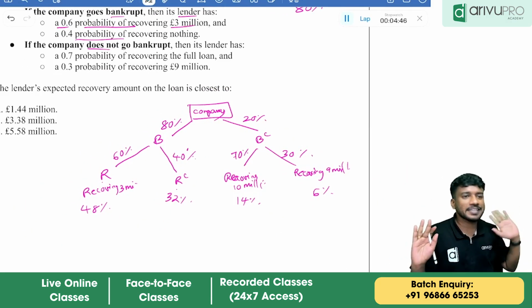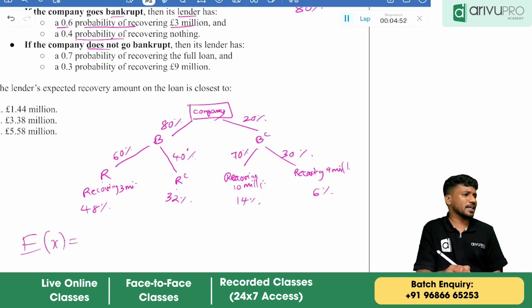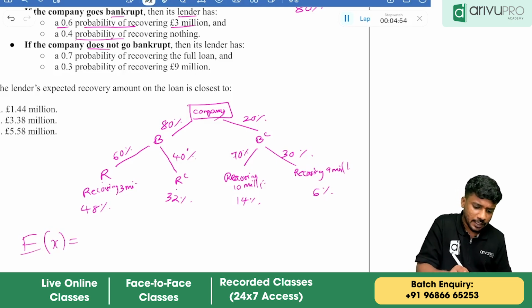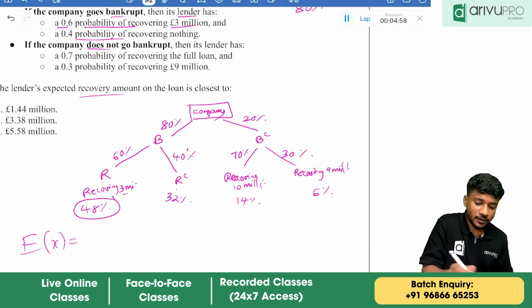Now we need to find the expected output. E of x we need to find. People, the E of x formula is sigma x into P of x. That means recovering 3 million, how much is it, 3%. Expected recovery is the question.